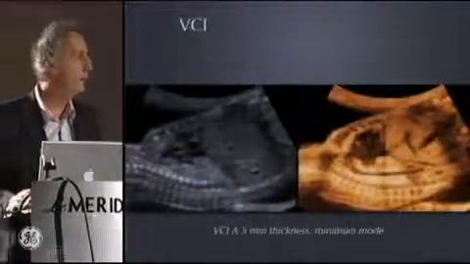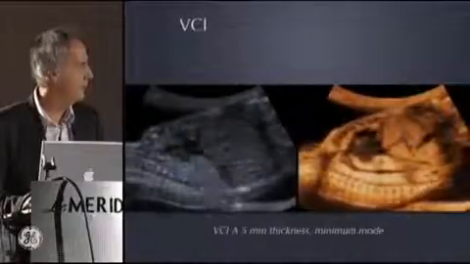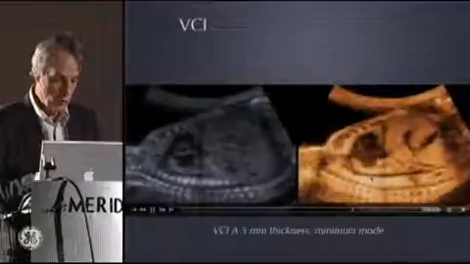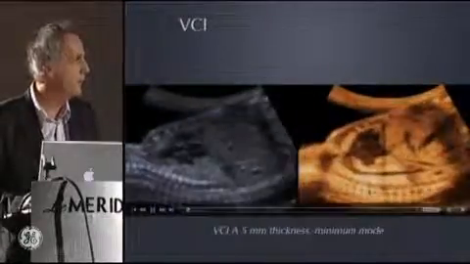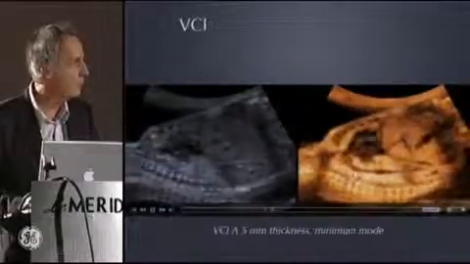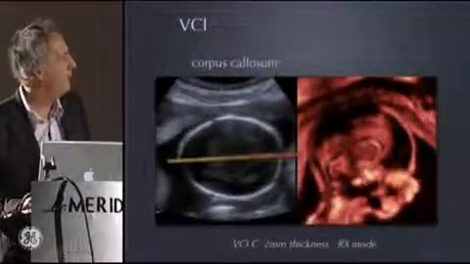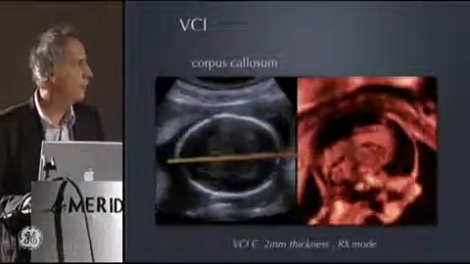You can use it on a static block, but you can use it also on real time. You can use it on the A plane. So this is a classic 2D, and the same, you increase the thickness to 5 mm with the minimum mode, and you can clearly see the aortic arch and the ductus. And you can do it also for the brain. Here, the corpus callosum.